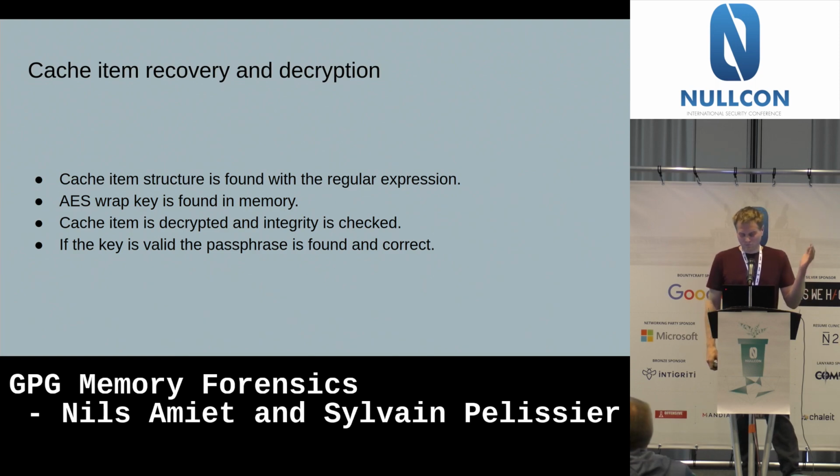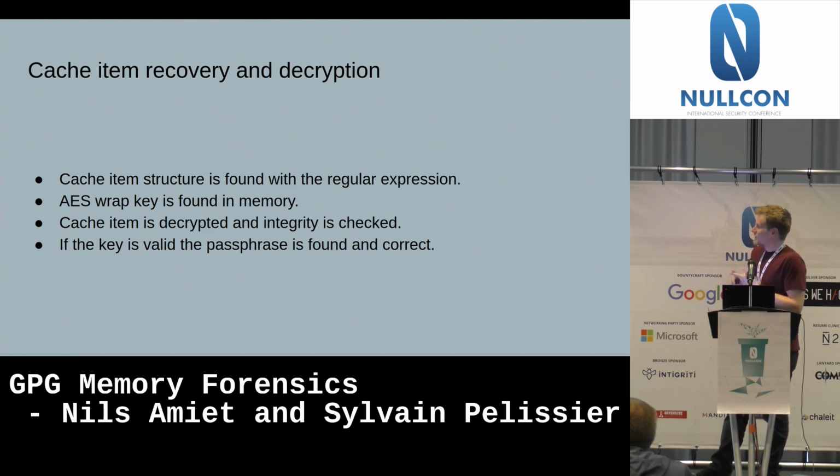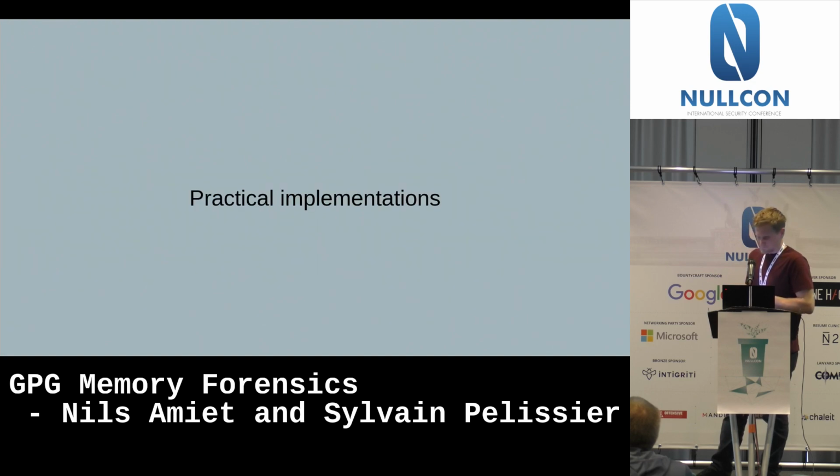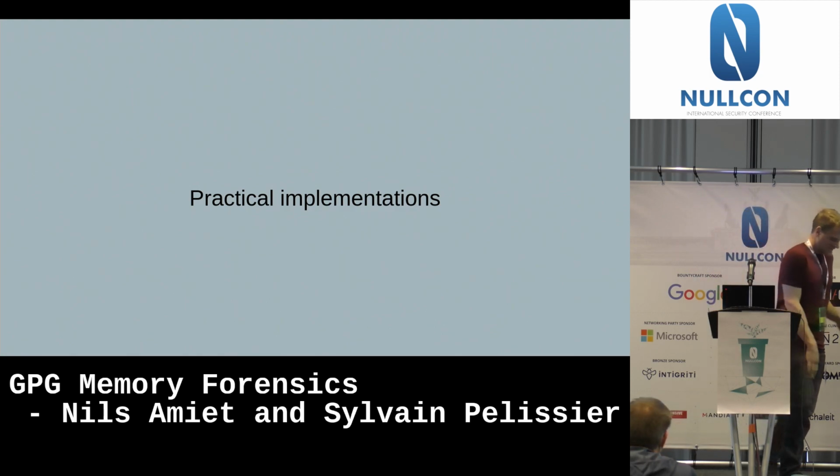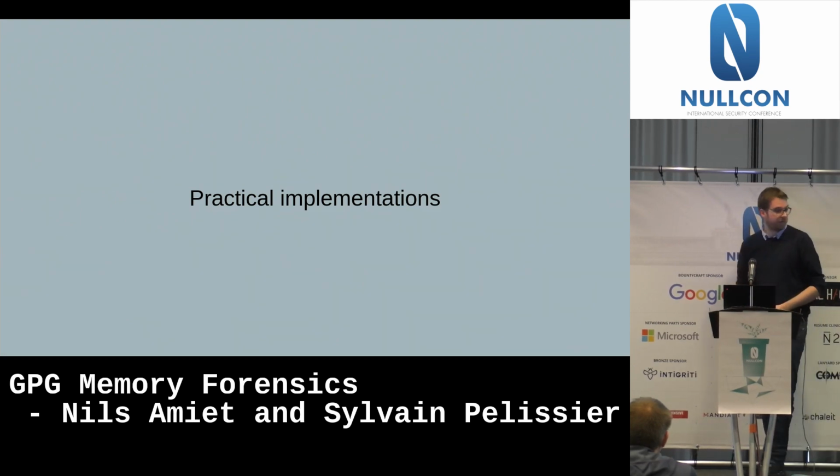So this gives us a full recipe to find the cache item in memory: a regular expression, the AES key found with the method I described, and we can check the integrity to be sure we decrypted it properly. So this is the idea, and now I will let Nils explain how we implemented it in practice. Thank you, Sylvain.